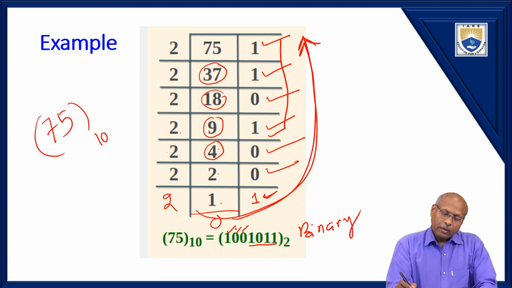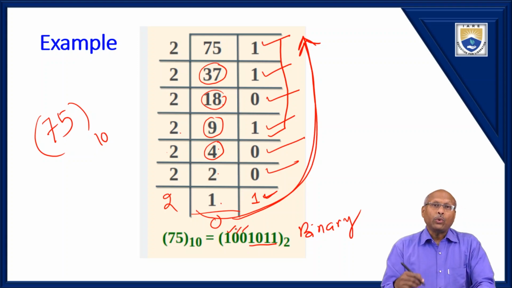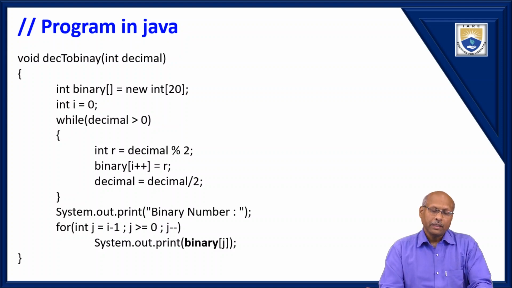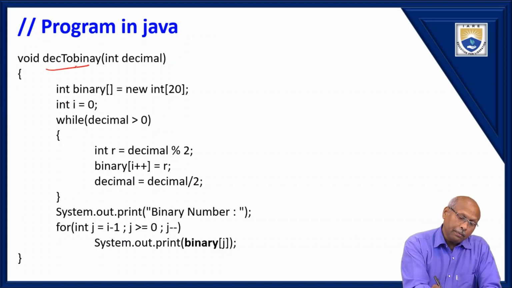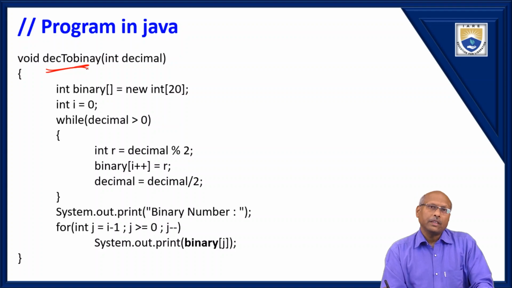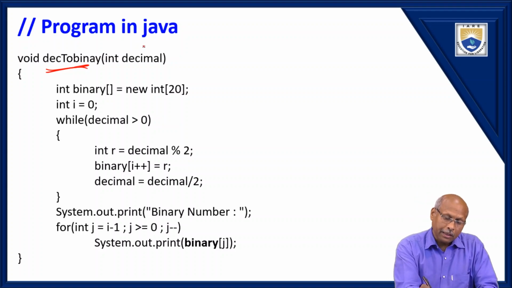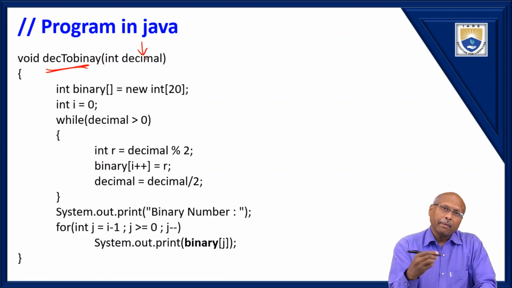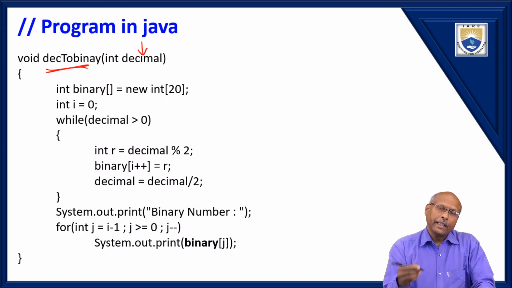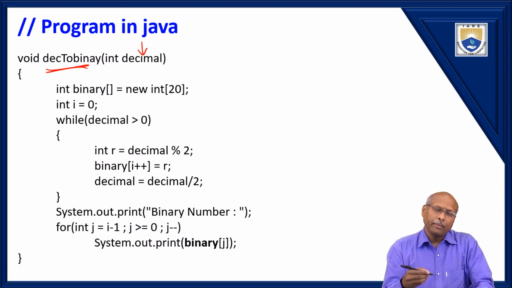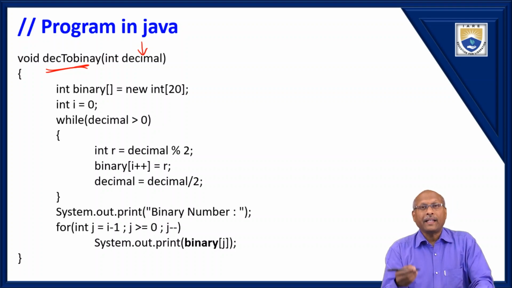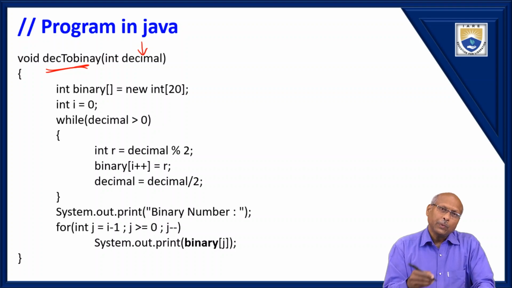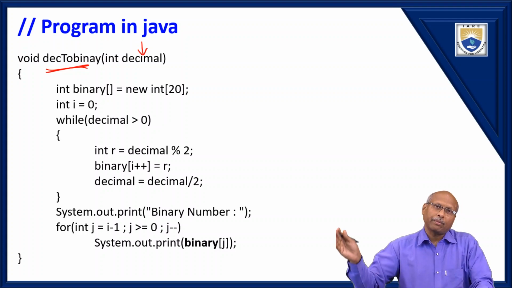So to do this, what you have to do? How to write a program in Java? Now let us write a small program in Java. This is my method. What will this method do? It will take the decimal number, divide by 2, and keep on storing its remainder in an array. After dividing by 2, keep on dividing until the number becomes 0. This process will continue. Whenever the number becomes 0, stop it and print the array in reverse order.